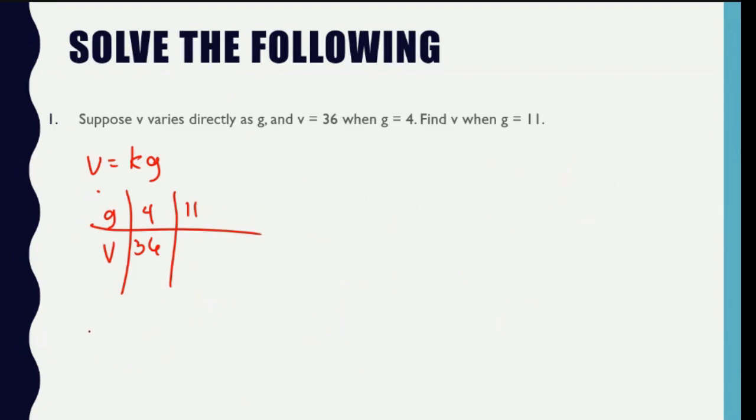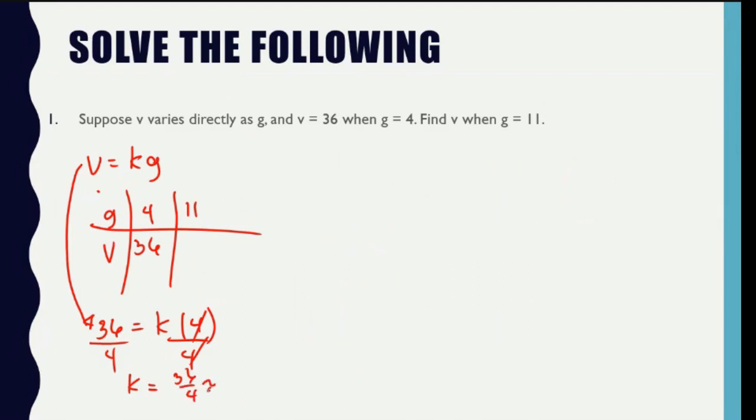Okay, let us look for the value of our k. So I will now substitute 36 is equal to k times 4. So saan ang galing? I substitute the values of g and v, 36 and 4, to the equation. Dividing both sides by 4 so that k will be isolated. K will be equal to 36 over 4 or k is equal to 9. Now the equation of variation will be v is equal to 9g. Now I will substitute the value of g, which is 11. So v is equal to 9 times 11. Therefore, v is equal to 99.